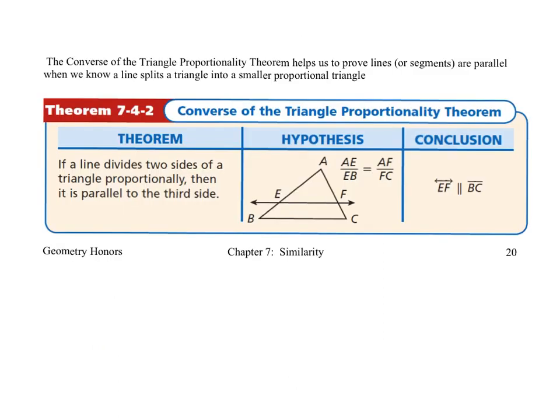Okay, well now the converse, sort of like the reverse of the triangle proportionality theorem, says that if we have a proportion, then the lines are parallel. Remember, we used converse theorems before to prove lines are parallel. So if we have that proportion, like AE over EB is equal to AF over FC, then therefore we know the lines are actually parallel.